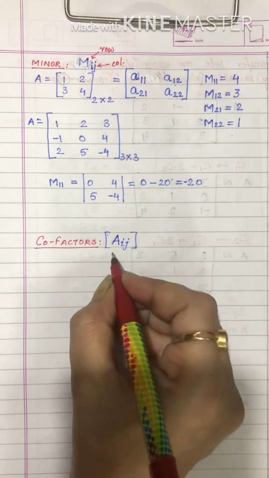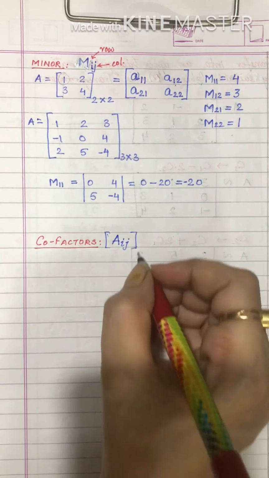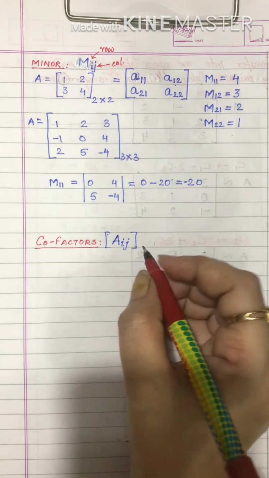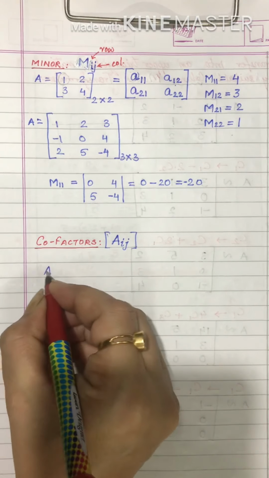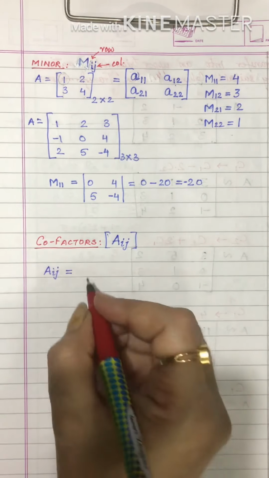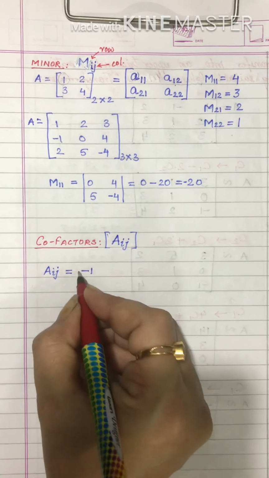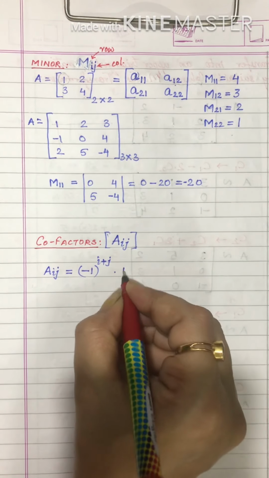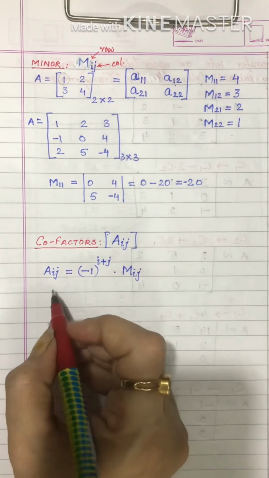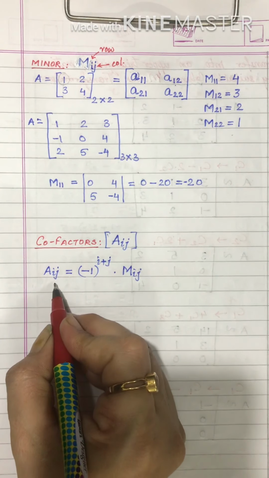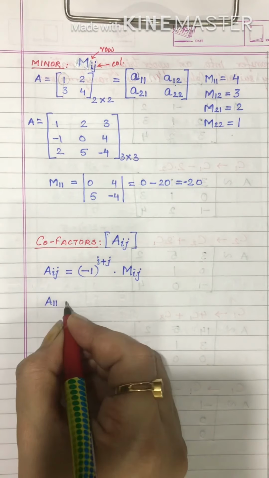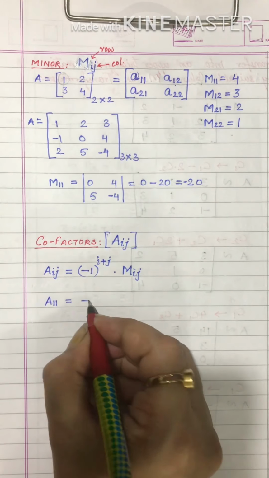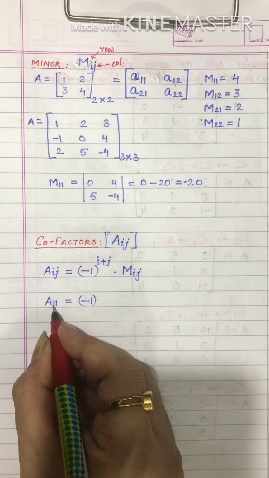Aij, when you denote like this, is a matrix of cofactors. Here i represents the row number and j represents the column number. How to find this? There's a formula actually, which is written like this: minus 1 raised to i plus j into Mij. Now see here, i means row number and j means column number. So if you are trying to find a cofactor for A11, from here what you got? M11 is 4. So you will write here minus 1 raised to i plus j. This is i, this is j.